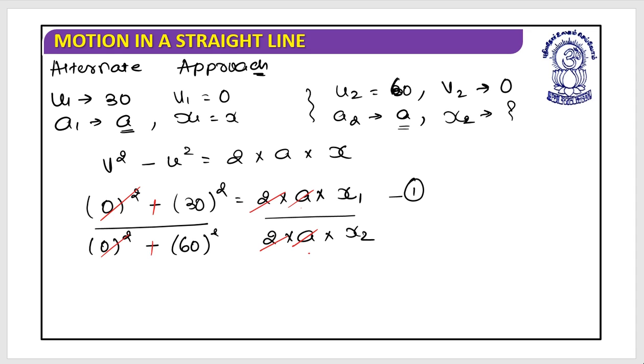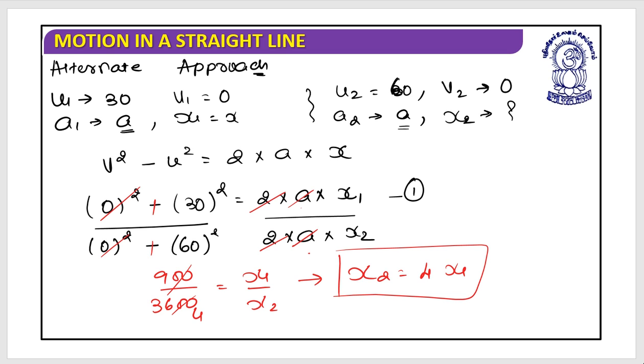So this is 30 square, it's 900. 60 square, it is 3600. This is equal to x1, this is equal to x2. So x2 should be equal to 4 times x1. That's it. Yes, this is an alternate approach.